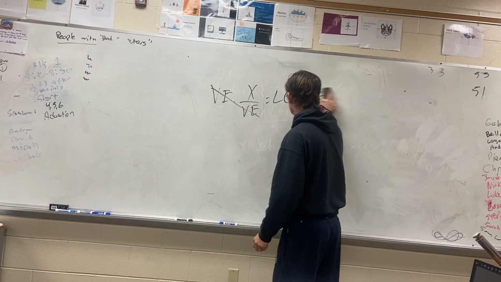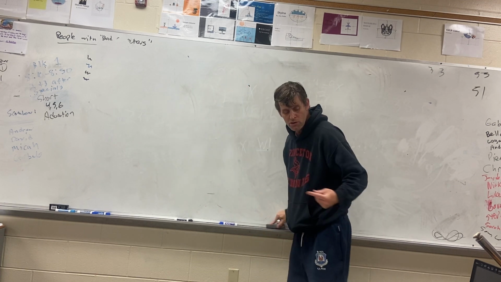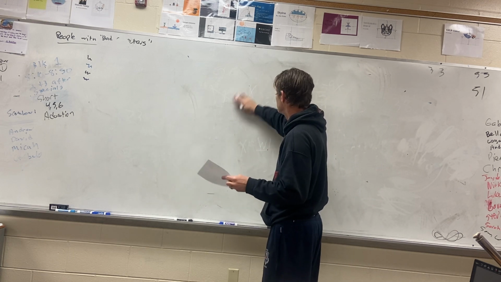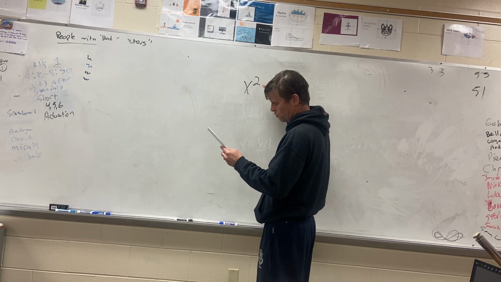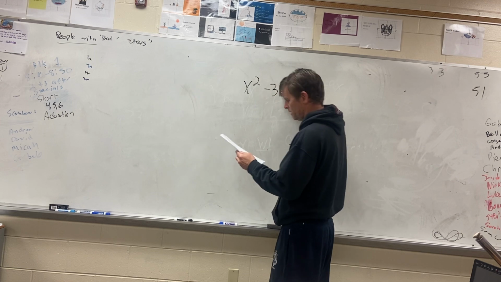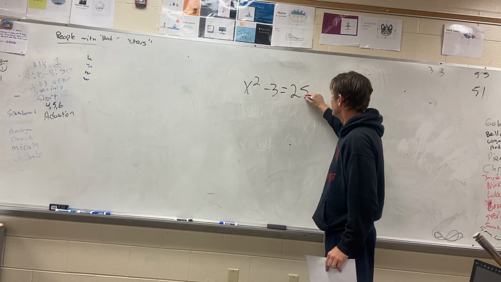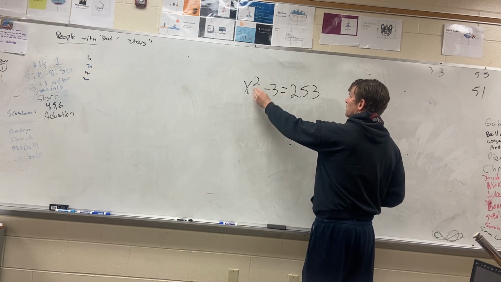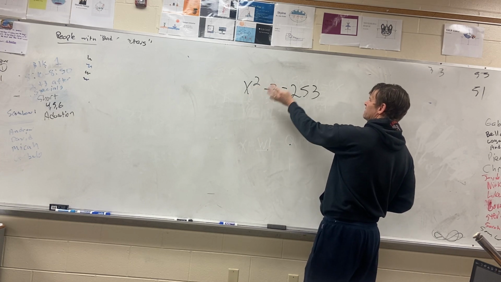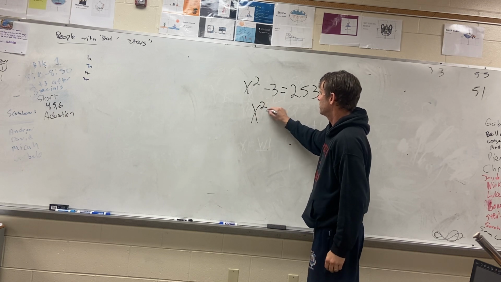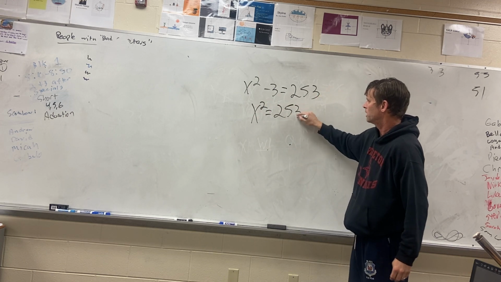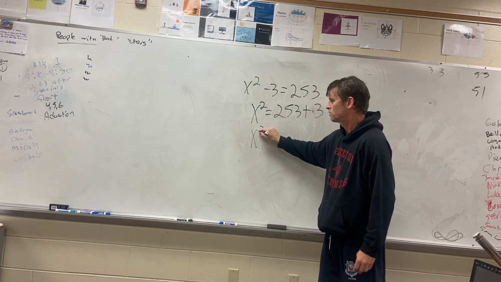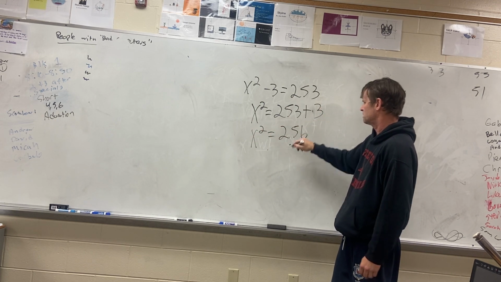Number 13. This is something new since September. We didn't do this back when we did it in September. X squared minus 3 equals 253. Once upon a time there was an X. He was squared minus 3. I'm going to fling my 3. 253 plus 3. X squared equals 256.